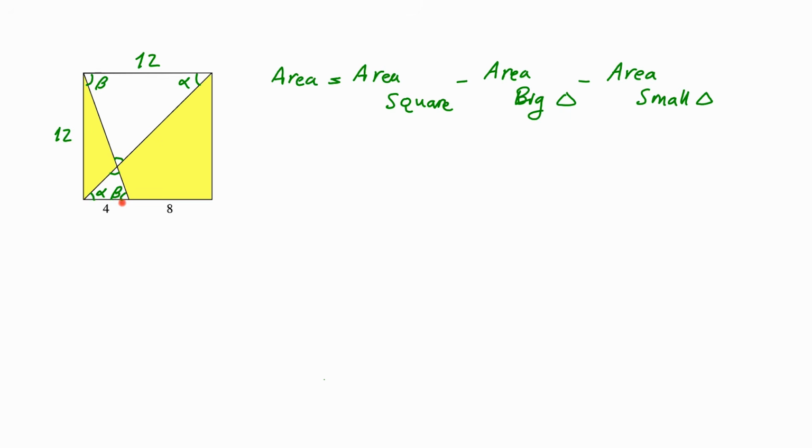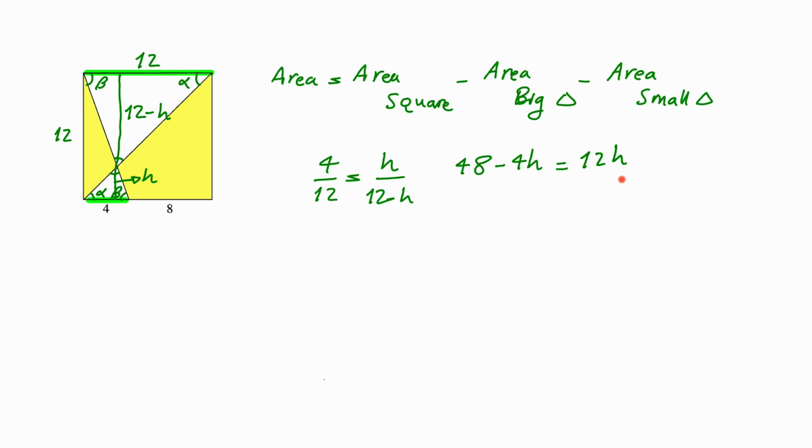So we can write the ratio of this segment to this segment. So the ratio of 4 over 12 should be equal to this segment, which is the height of the small triangle, to this segment, which is the height of the big triangle. So the whole length is 12, the height is 12 minus h. So we have 12 minus h. So we can write 48 minus 4h should be equal to 12h.